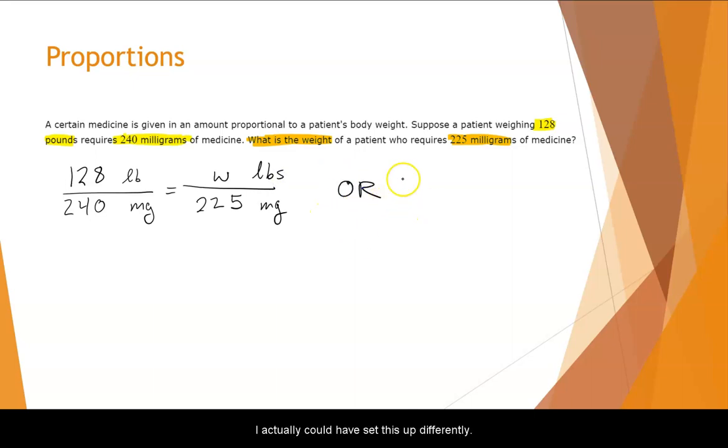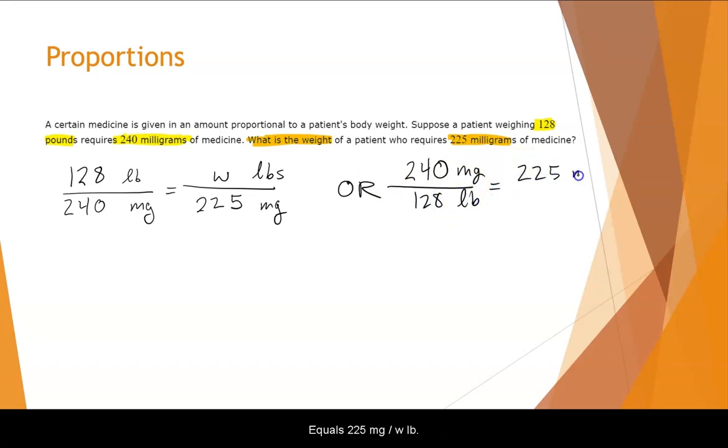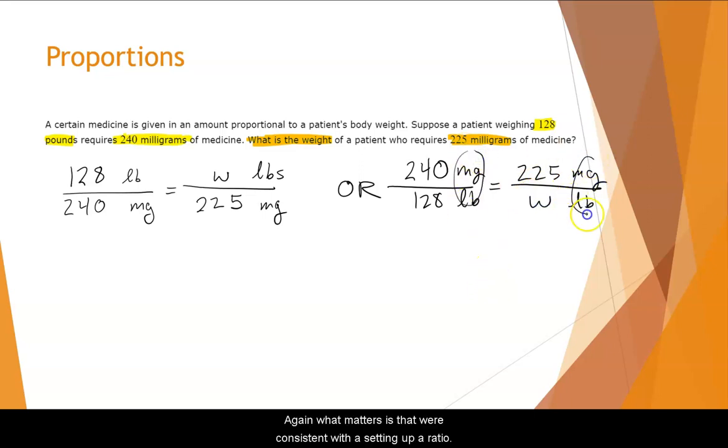I actually could have set this up differently. Could have written 240 milligrams over 128 pounds equals 225 milligrams over W pounds. Again, what matters is that we're consistent with setting up our ratios.